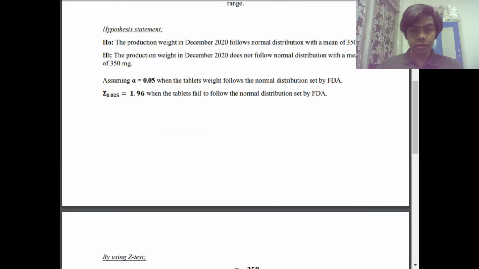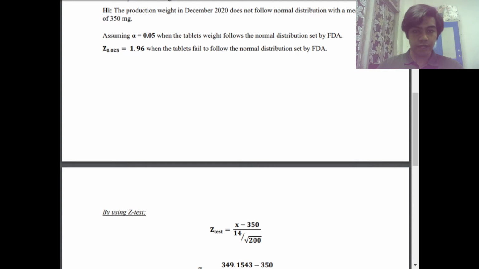And using the Lajakk test, we have Lajakk alpha over 2, so we will get 0.025, and by using the alpha 0.025, we will get 1.96 from the table, where the tablets fail to follow normal distribution set by the FDA.